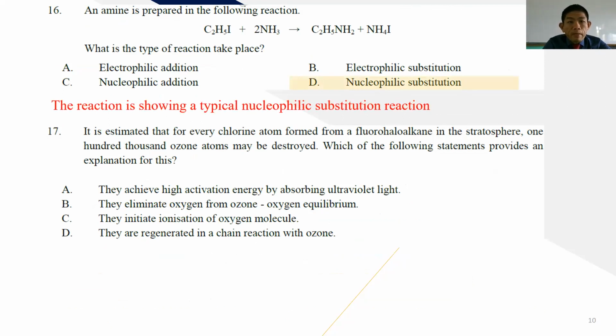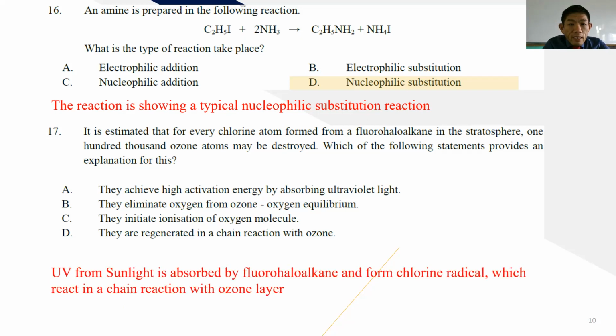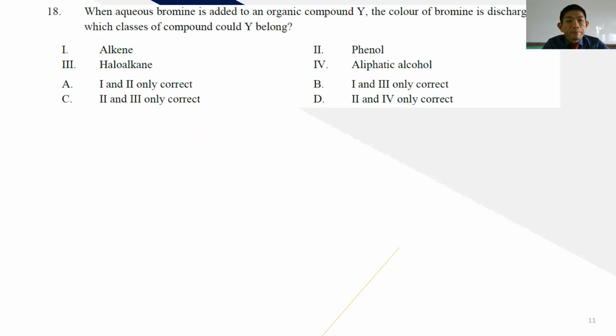Very straightforward question. Number 17, it is estimated that for every chlorine atom from a chloroalkane in the stratosphere, 100,000 ozone molecules may be destroyed. Which of the following statements provides an explanation for this? The reason why this CFC is harmful to the environment is the formation of the free chlorine radical, which eventually destroys the ozone layer. You form a chlorine radical via ultraviolet light. So the best answer here is that they are regenerated in a chain reaction with ozone, where chlorine radicals react continuously with the ozone layer. So the best answer here is D.